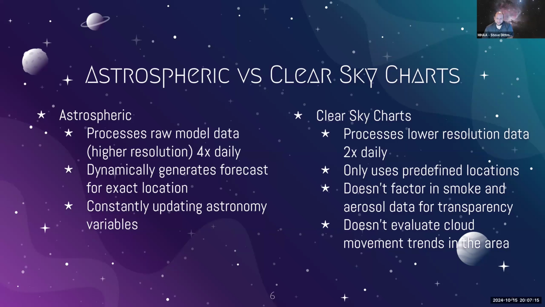There are also constantly updating astronomy variables in the Astrospheric application. And some of the things I like about Astrospheric that are not in Clear Sky Charts at all, at least that I've seen lately: Clear Sky Charts doesn't factor in smoke and aerosol data for transparency, and doesn't evaluate the cloud movement trends in the area when it's making its models.